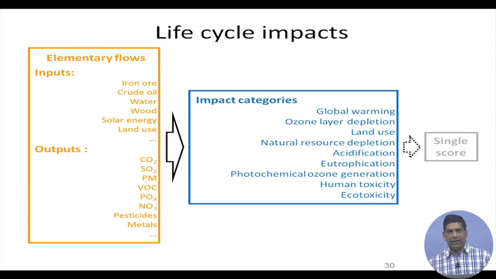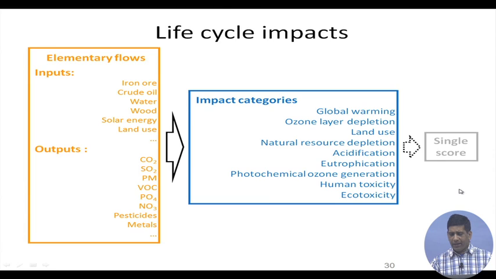There are different impact categories we looked at. There was global warming, ozone layer depletion, change in land use, natural resource, acidification, eutrophication, photochemical ozone generation, human toxicity, ecotoxicity. So all those different aspects are there, different impact categories are there, and then you can come up with a single score. That is what we talked about earlier as well. It was very similar to a BSE Sensex or National Stock Exchange, those kinds of things.